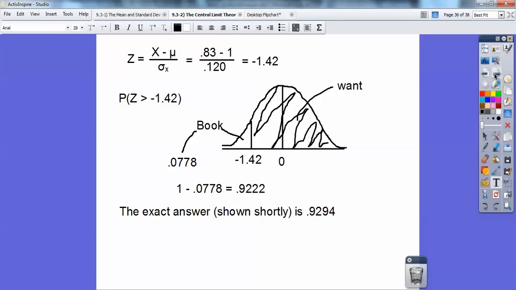The exact answer, and I'm going to show you in a couple of lessons, is 0.9294. You can do that in your graphing calculator under stats, z-test, and do a z-score test. I'll show you that in a little while. And the central limit theorem is only off by tenths, hundredths, thousandths, by 7 thousandths right there.